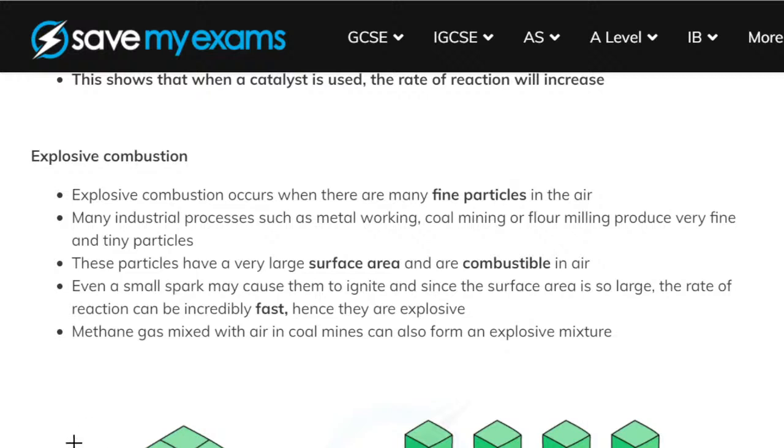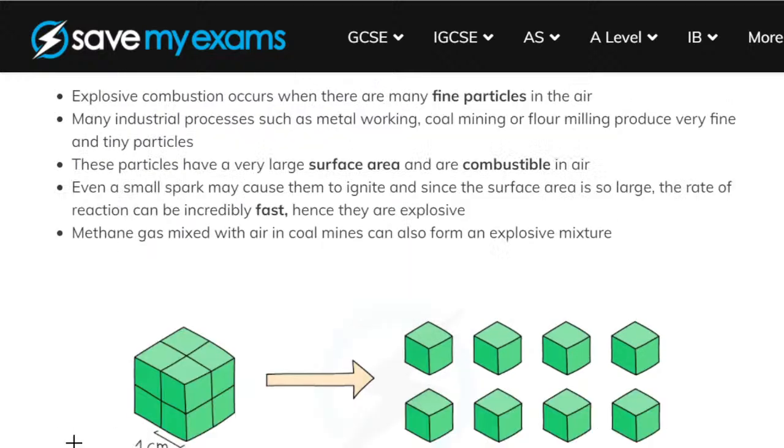Now, even a small spark will make them ignite, and since the surface area is so large, the rate of reaction is so fast, they will be explosive. Methane gas is mixed with the air in coal mines, so it can form an explosive mixture. That's more of a property that you need to know. In this, they're simply comparing the way these chemicals are so dangerous. The rate of a reaction happens so fast that it's even hard to keep track of them.